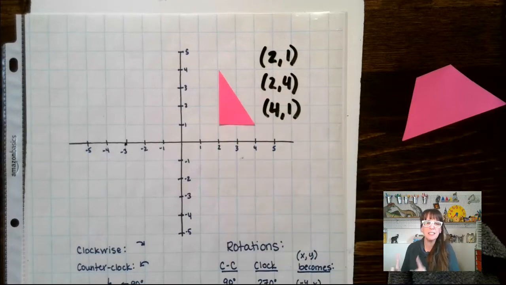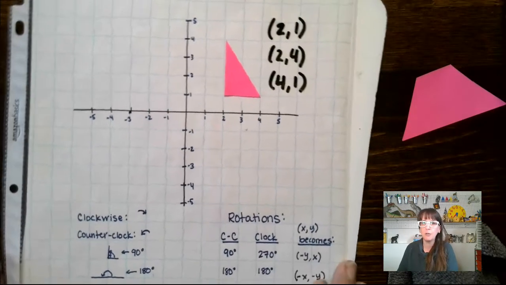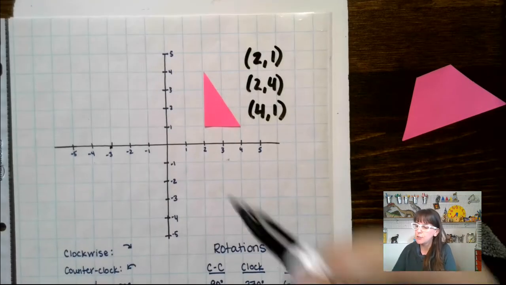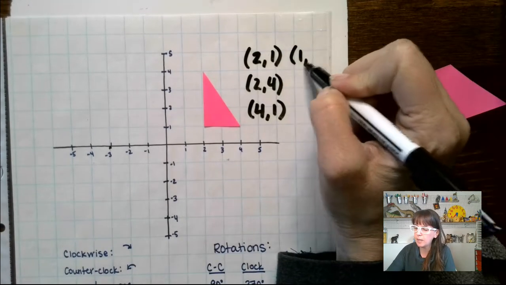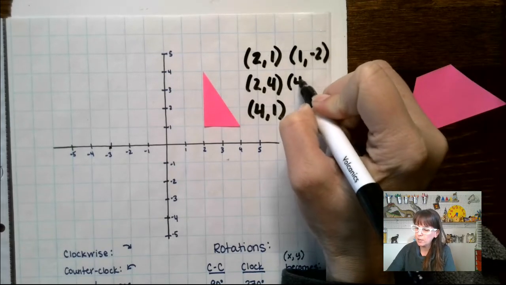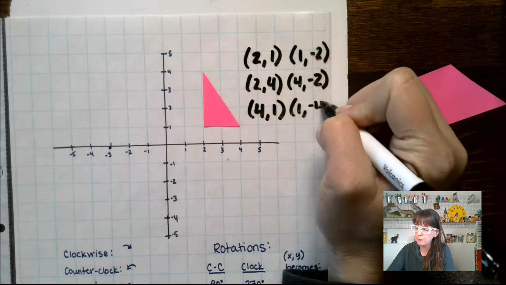So first, let's use our cheat sheet and come up with our points and then see how that works. So if you look at our cheat sheet for 270 counterclockwise, we're gonna flip our X and our Y, but we're gonna make that back one negative this time. So our new points become 1, negative 2, because we flipped that. Then 4, negative 2. 1, negative 4.